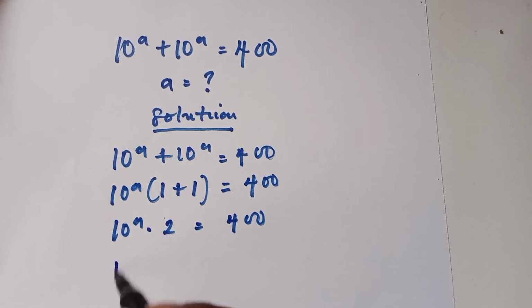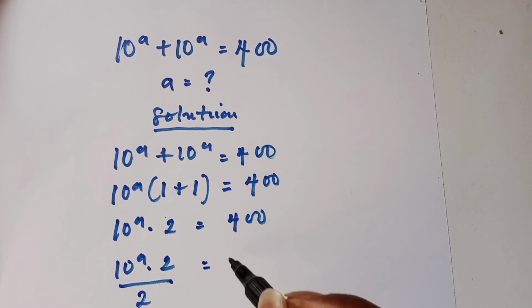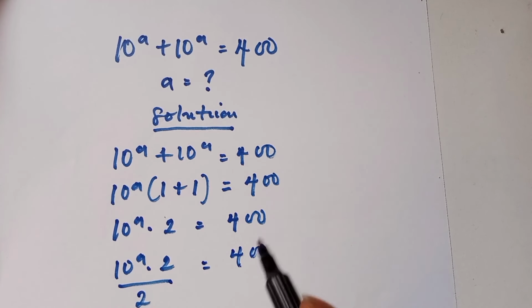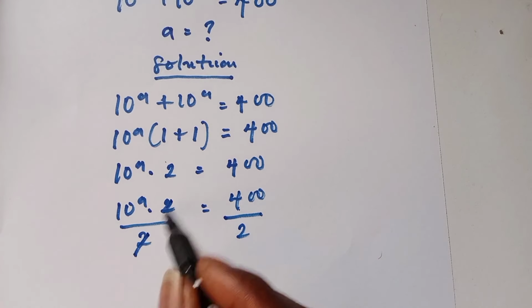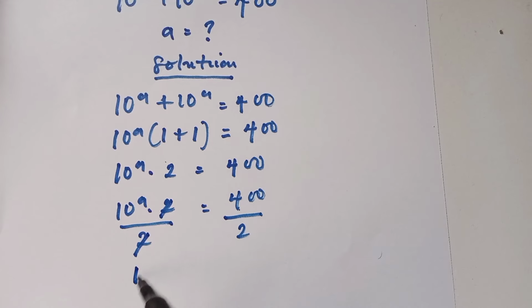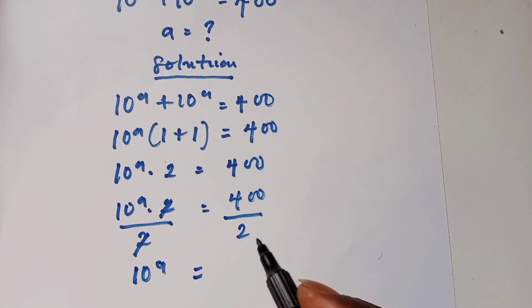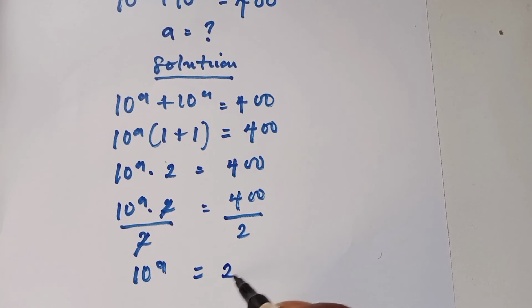Now, if we divide both sides by 2, we have 10 raised to power a times 2 divided by 2 is equal to 400 divided by 2. Now, from here, the 2s cancel each other, and we are left with 10 raised to power a is equal to 400 divided by 2, which is 200.